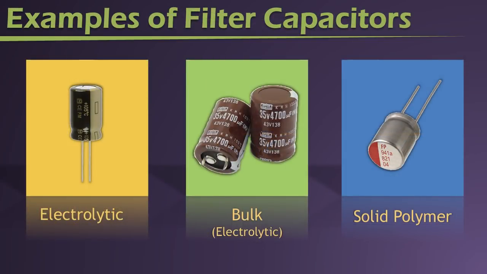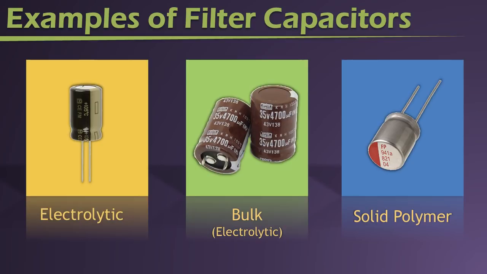Here's some examples of filter capacitors. They're all actually very similar, but there are some distinctions to be made. The first type over here on the left in the yellow box is the standard electrolytic capacitor. An electrolytic capacitor is used very widely for a filter capacitor because it has a very high capacitance density, meaning you can get a very large capacitance out of a relatively small package, which is why it's very useful. It's not the most high performance capacitor of all time. It doesn't respond well to transients, but for the most part, it's sufficient.